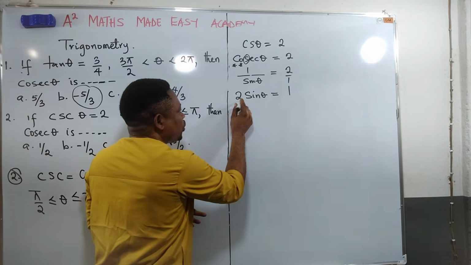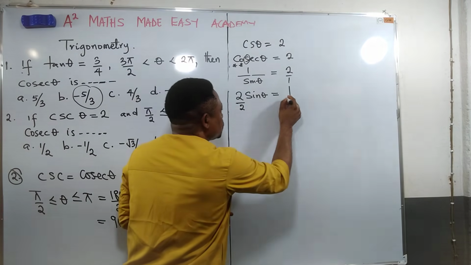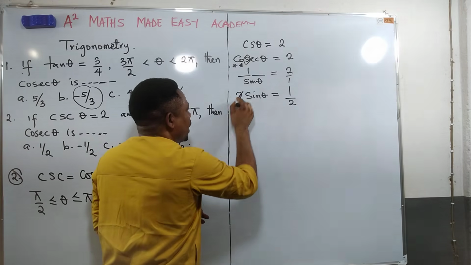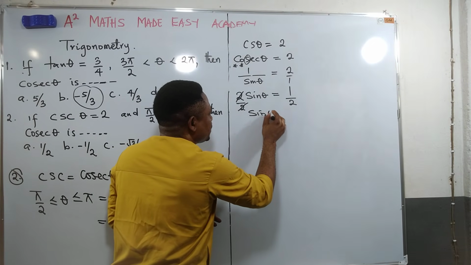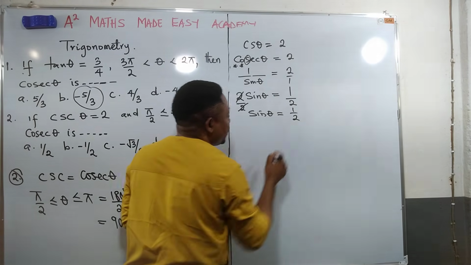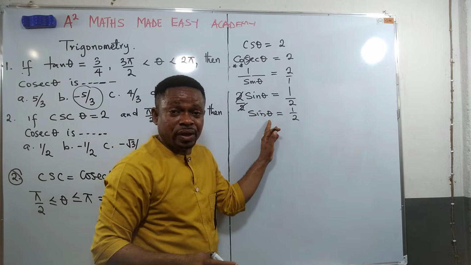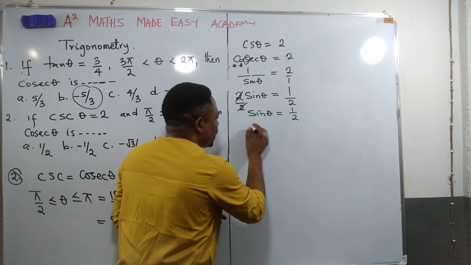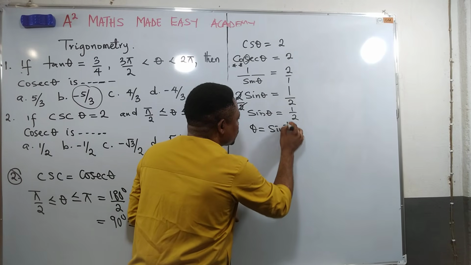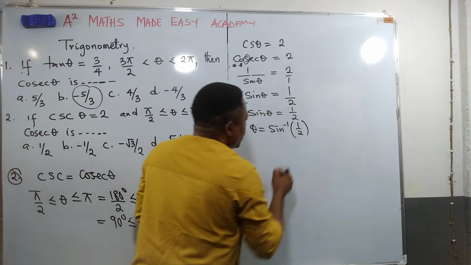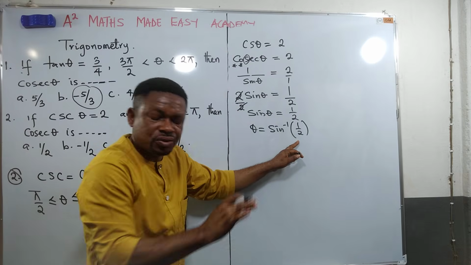I will divide by the coefficient, which means over 2. Go to the other one over 2. Now 2 will cancel 2. So we are left with sine theta is what? 1 over 2. Are you there now? So make theta the subject of the formula. So which means theta now becomes what? Sine inverse of what? 1 over what? 2. Now this thing, if they ask you now, don't use a calculator.